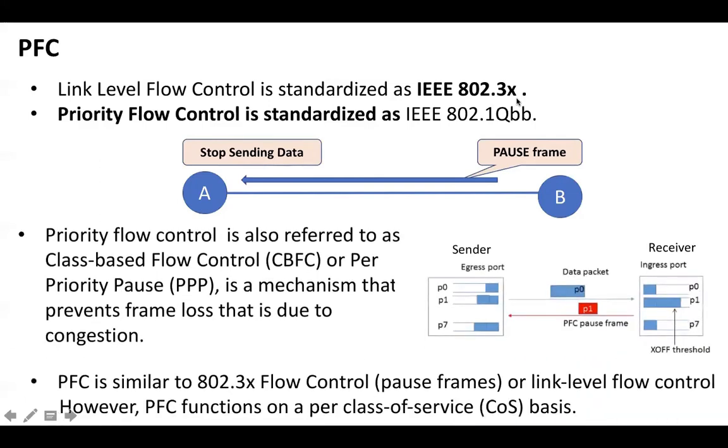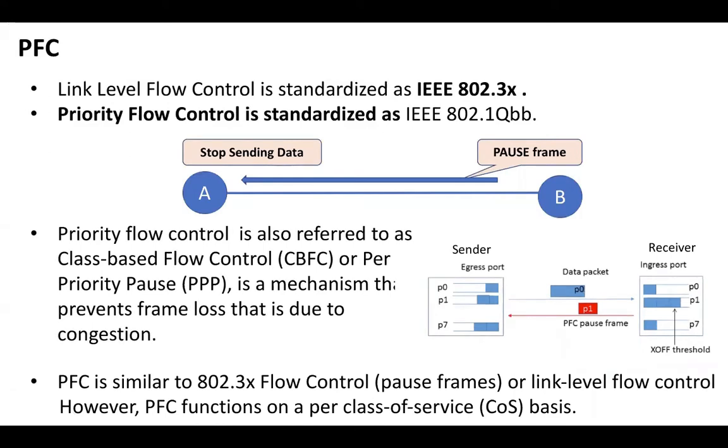PFC is also known as class-based flow control. PFC is similar to 802.3x flow control. However, it works based on CoS value. In PFC, during congestion, the receiver will ask the sender for a short pause in data transmission for a particular CoS value by sending a PFC pause frame.